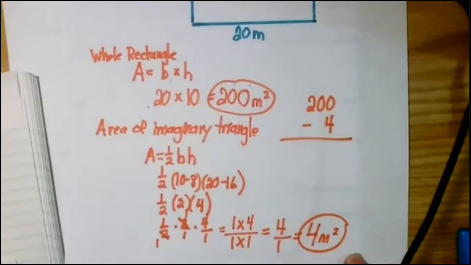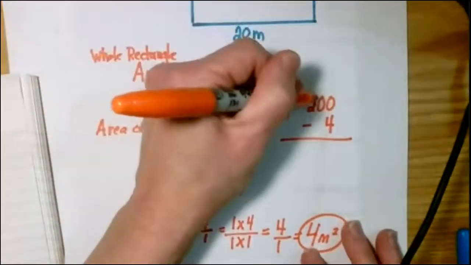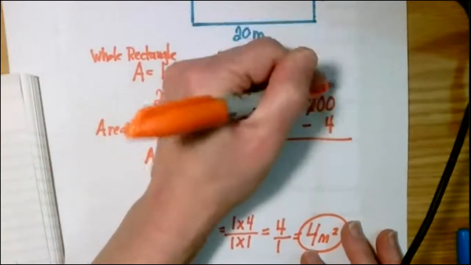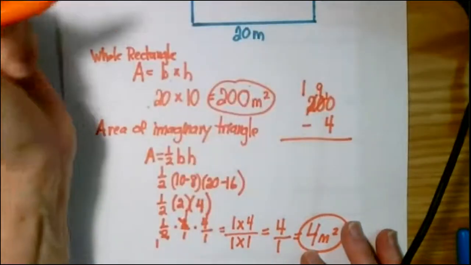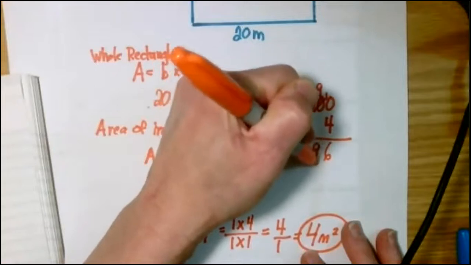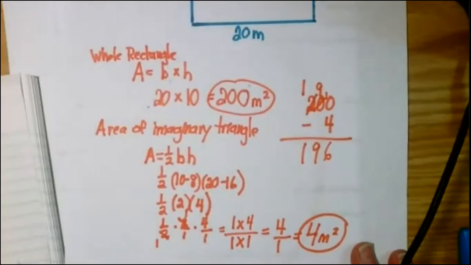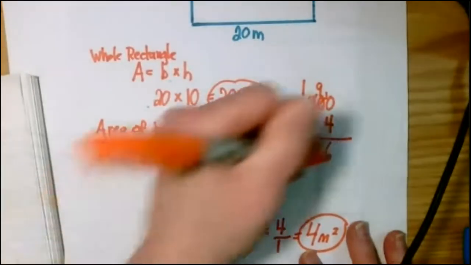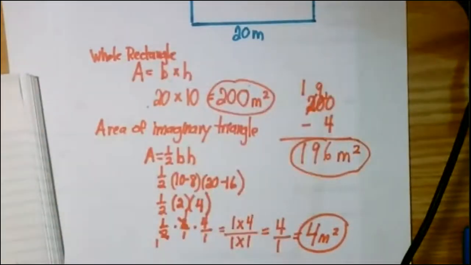So you could just count backwards in your head. 199, 198, 197, 196. Or you could subtract. You can't take 4 from 0. You have to borrow way up here with the 1. The end 1 becomes 10, and the other zeros become 9. 10 minus 4 is 6. 9 minus nothing is 9. 1 minus nothing is 1. So 196 meters squared is your answer for number 3.